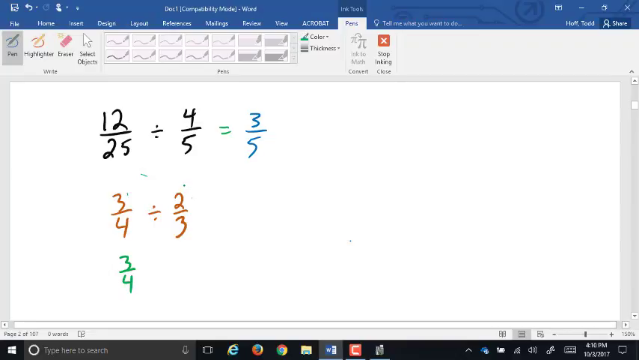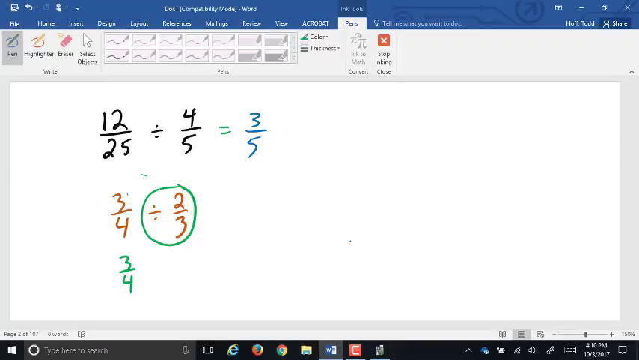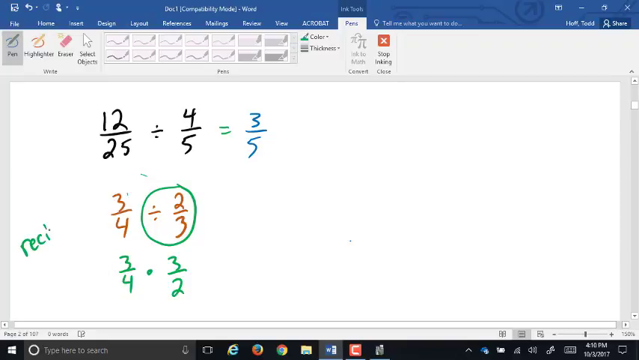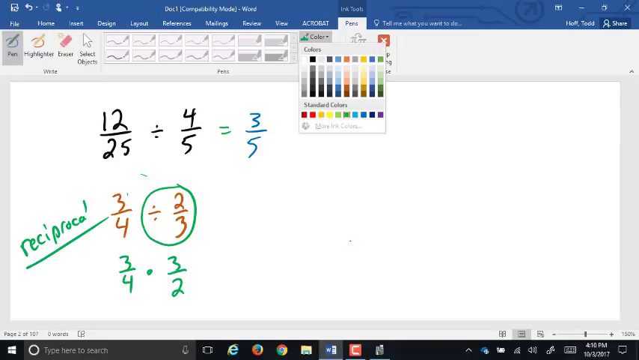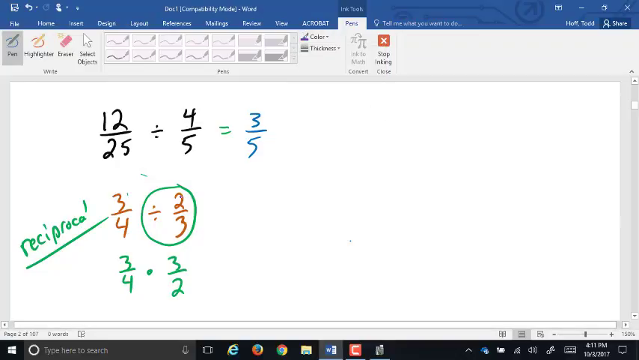Well, the operation operates on the number that comes after it. Just like, when we're adding and subtracting with the negatives, it's the number that came after it that changed. So the division here is operating on the 2/3. When we're dividing fractions, we change it to multiplying by the reciprocal. So the reciprocal is just a fraction that's been flipped over. You've exchanged the numerator and the denominator. 2 over 3 becomes 3 over 2.